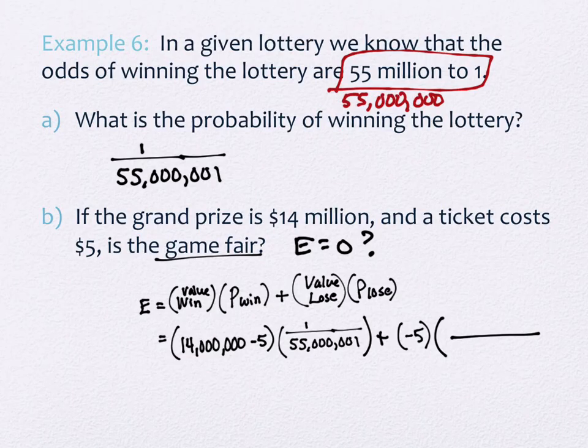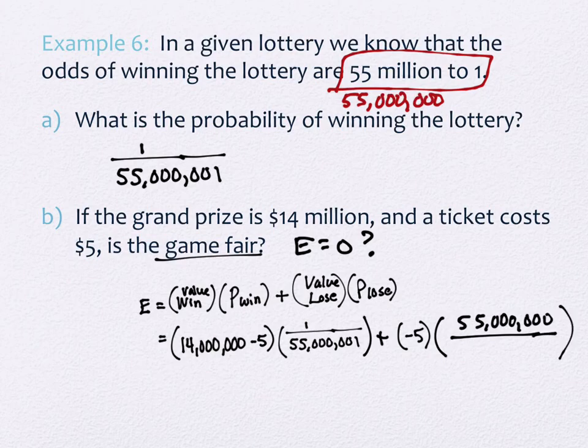Okay. How many people win? 1. How many people lose? Way more than 1 lose. 55 million people lose. Right? That's what that odds told us at the beginning. 1 winner, 55 million losers. Yeah? Okay. That's my numerator. 55 million people on top that lost or will be losing.